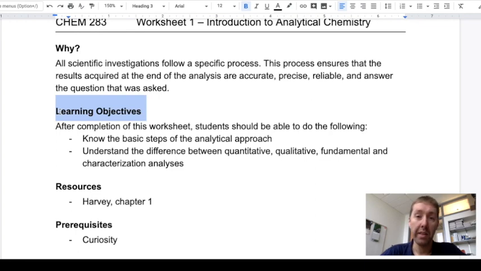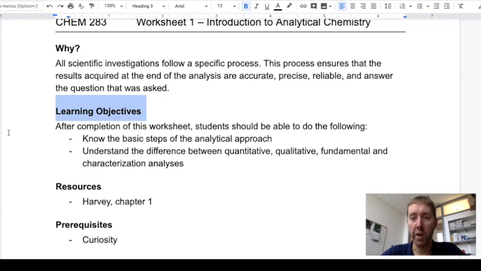You can use these as somewhat of a study guide because all of the questions on the worksheets, homeworks, and so on will be related to at least one of these learning objectives.